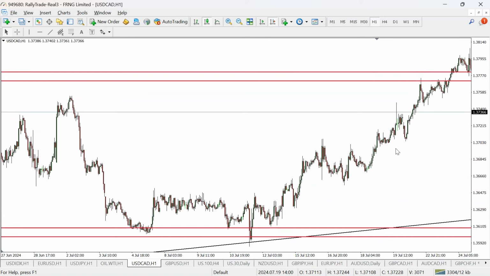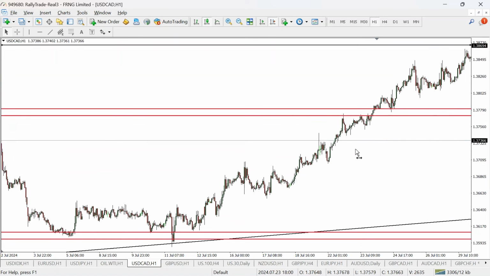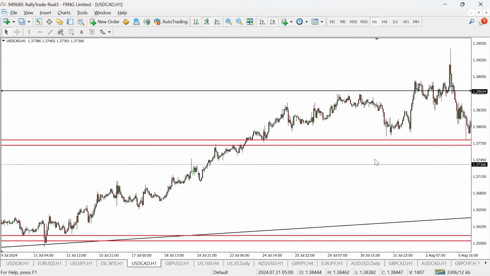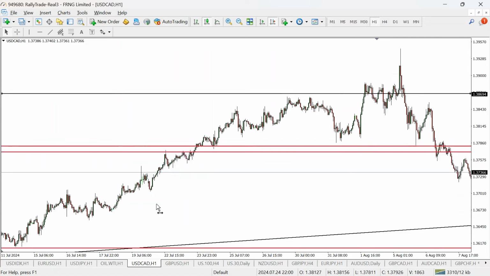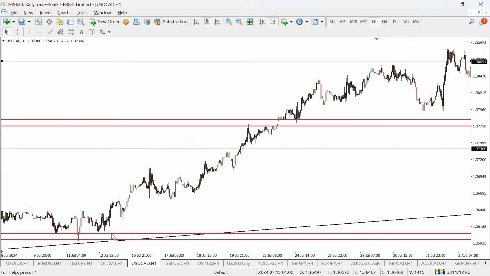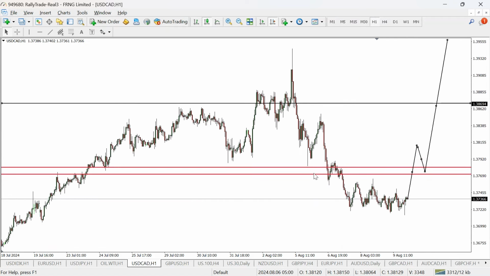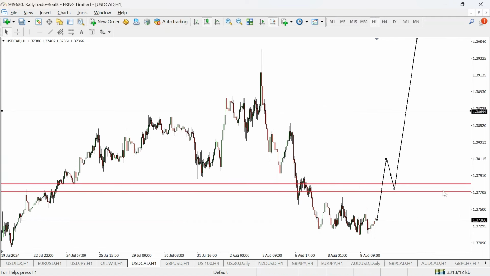So that's one of the importance of having the power of understanding confluence. At least 3 confluences in your trading. So the first one could be the trend, which is the market structure. The other one could be the key level, either support or resistance.